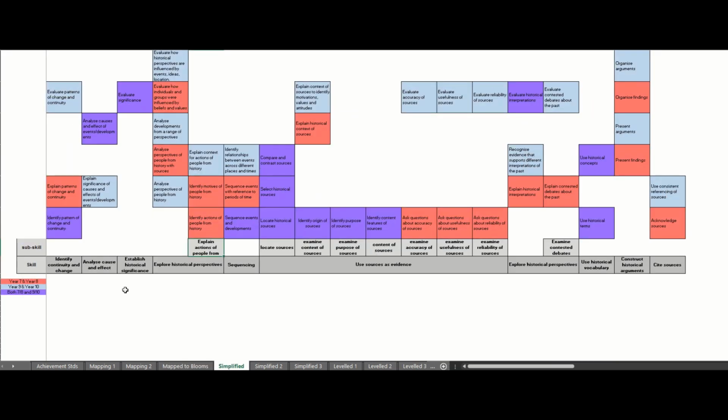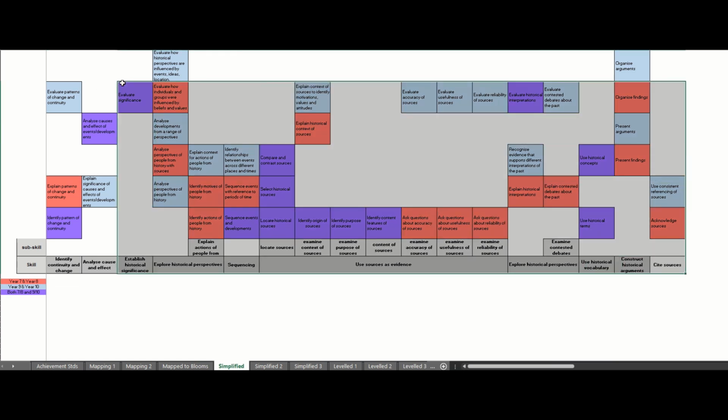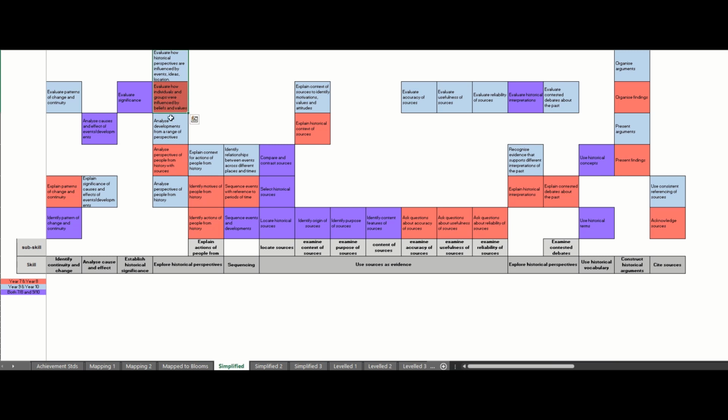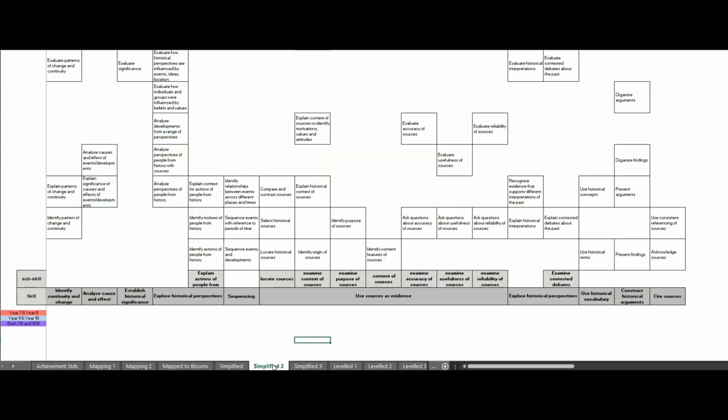So here it's the exact same thing. I've still kept in all the shadings for where they are currently put in the curriculum. But we've now got just this many skills rather than the 21, because we're taking out the events, ideas and locations. We're saying they're similar enough. So we get something like that. Now we're going to simplify a little bit more. You'll notice that we've got skills and sub-skills, but most of the sub-skills are the same.